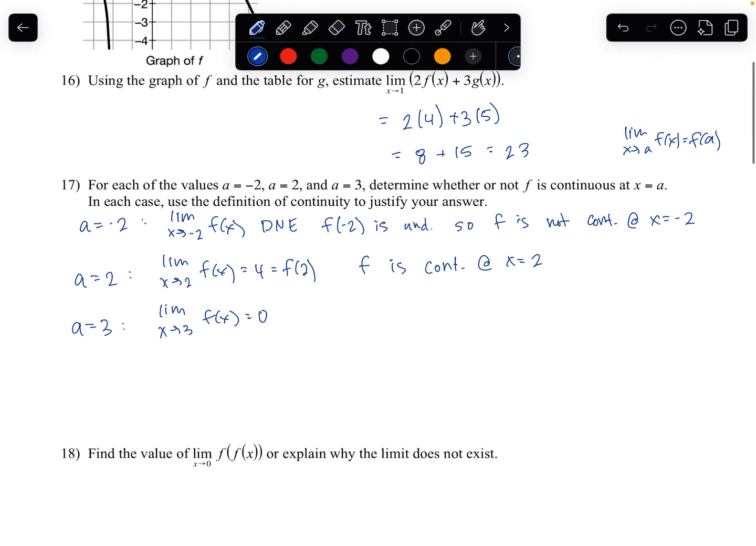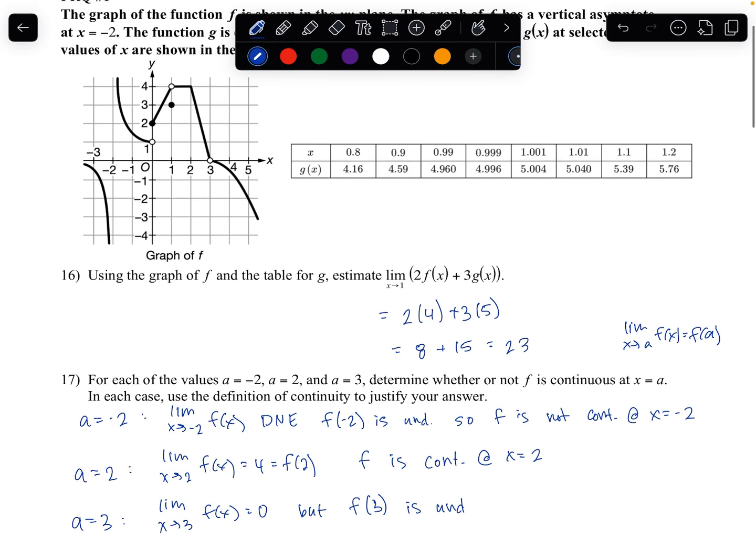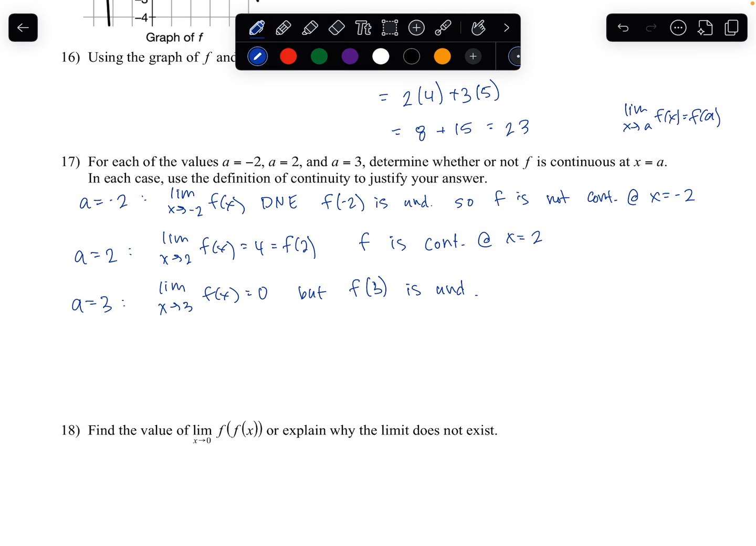But f of 3 does not exist. So f of 3 does not exist, or I'll say is undefined. Right? So f is not continuous at x equals 3. So yeah, I think that should be good right there.